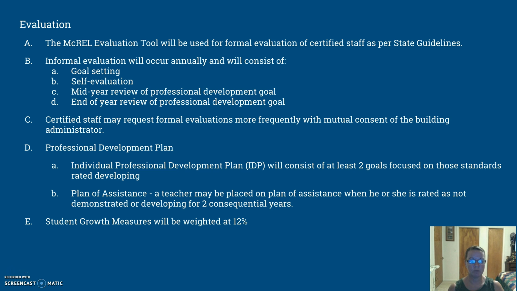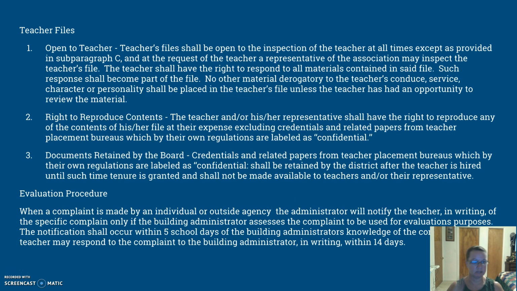Certified staff may request formal evaluations more frequently, based off of consent with your building administrator. And professional development plans, or IDPs, will consist of at least 2 goals based off of your self-evaluation at the beginning of the year. If you do not meet your needs, you are put on a plan of assistance, and a teacher may be placed on that plan of assistance when he or she is rated or demonstrated as not developing or making progress for 2 years in growth. Student growth measure is weighted at 12%. So they do look at some test scores, but it doesn't hold a lot of weight.